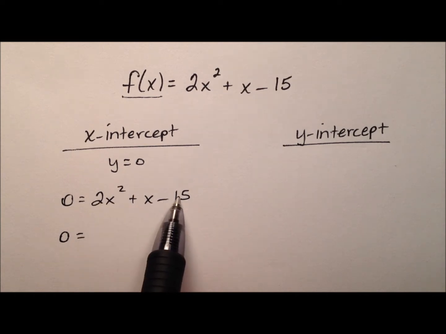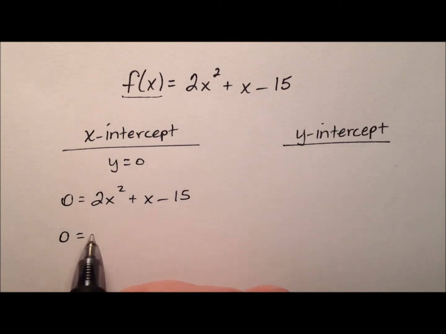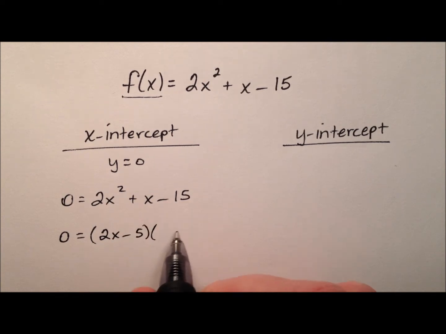So 2 times negative 15, if we're thinking about the AC method, will be negative 30. And yeah, factors of negative 30 that add to make positive 1. Yeah, so this will factor. This will be really nice. So let's just go ahead and get down and factor it. And it looks like it's going to be 2x minus 5 and then x plus 3 for that other factor.